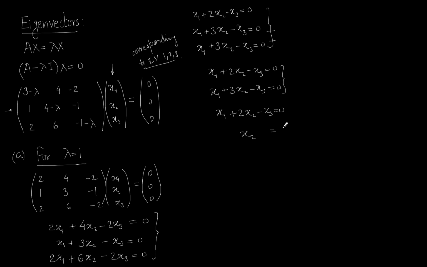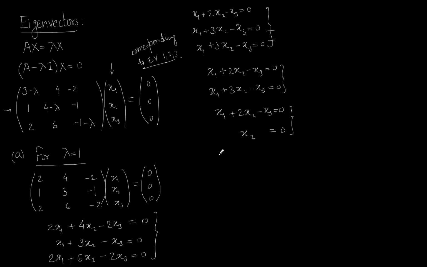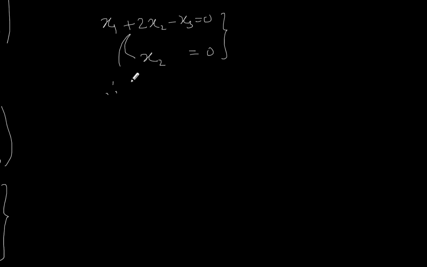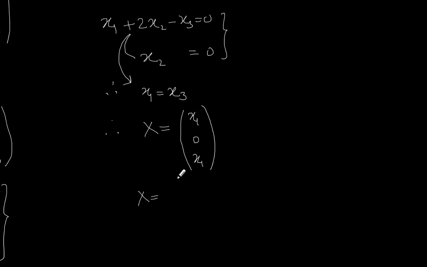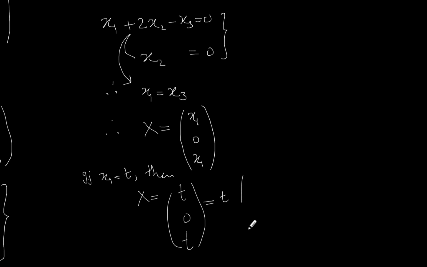We will get x2 as 0. Now just use the value of x2 in equation 1. We will have x1 is equal to x3. So we will have the eigenvector whose first and third components will be the same and the second component will be 0. So in particular, we can take x1 equal to t for any scalar t, so it will be (t, 0, t). We can take t common, so it is t times (1, 0, 1).